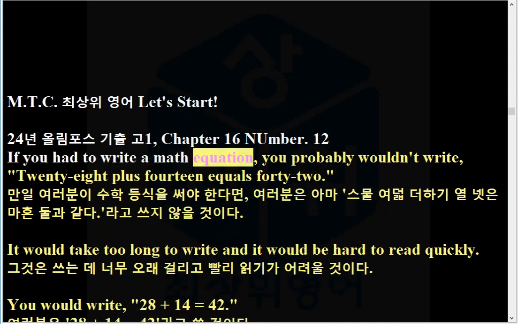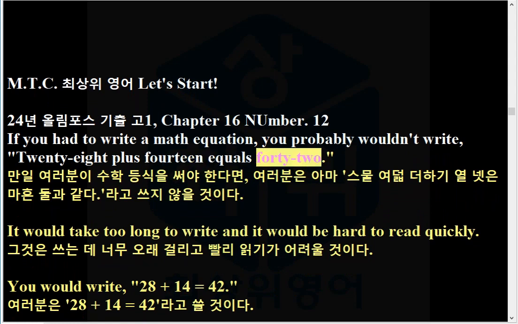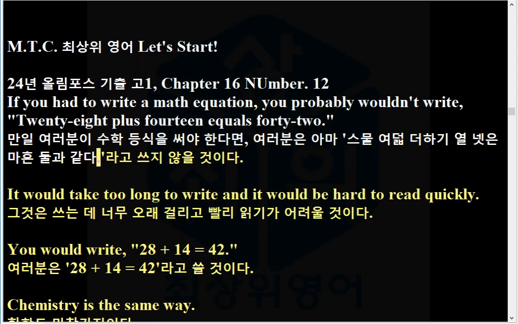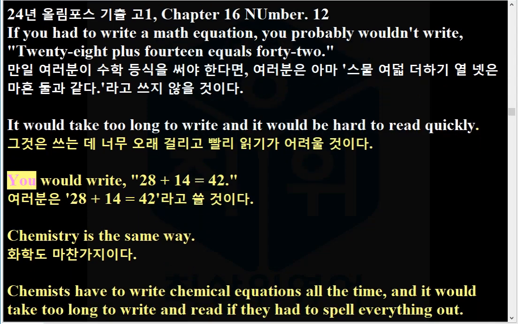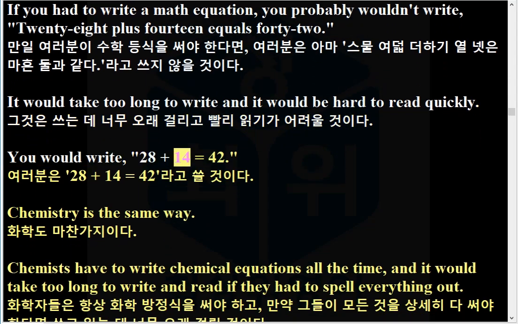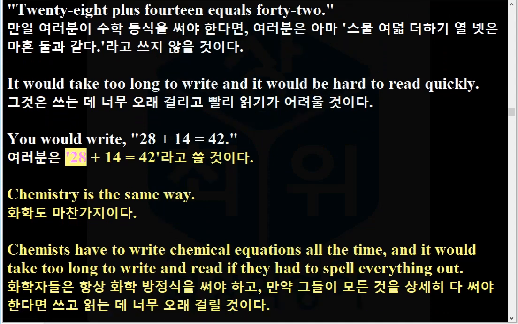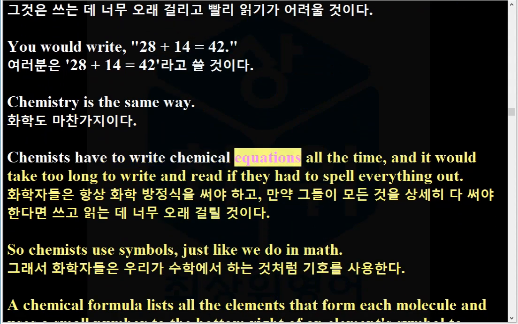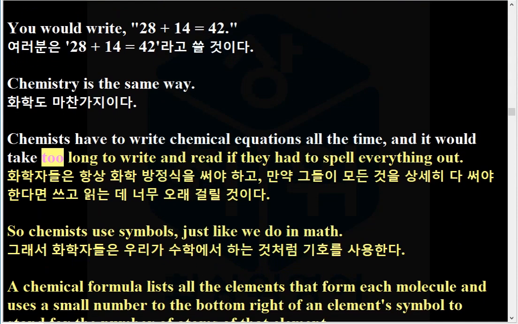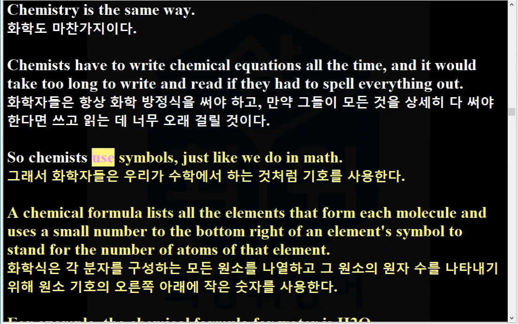If you had to write a math equation, you probably wouldn't write out "twenty-eight plus fourteen equals forty-two." It would take too long to write and it would be hard to read quickly. You would write 28 + 14 = 42. Chemistry is the same way. Chemists have to write chemical equations all the time, and it would take too long to write and read if they had to spell everything out. So chemists use symbols, just like we do in math.